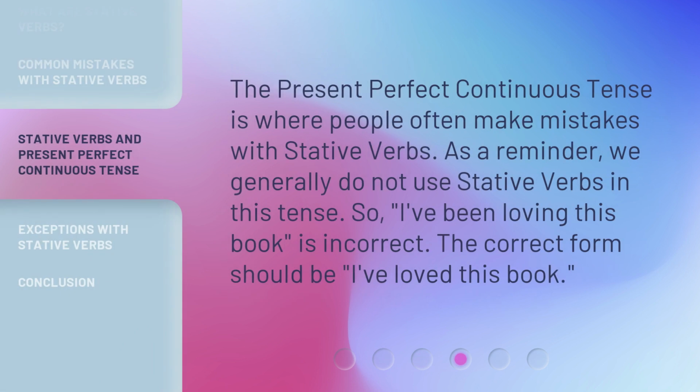The present perfect continuous tense is where people often make mistakes with stative verbs. As a reminder, we generally do not use stative verbs in this tense. So, "I've been loving this book" is incorrect. The correct form should be, "I've loved this book."